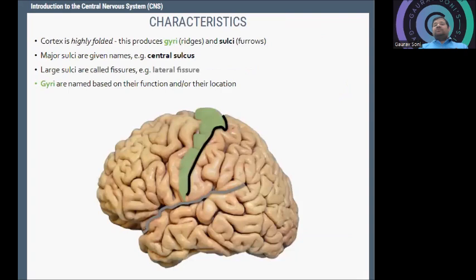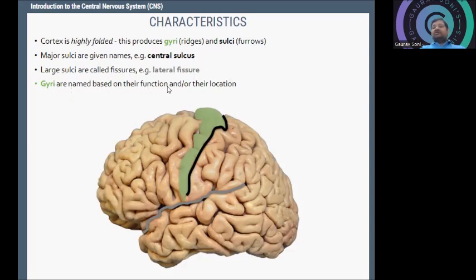Next, what is this cortex made up of? Because it has a big surface area, and it is kept in that small skull, there are too many folds. Due to these folds, some ridges are formed which are known as gyri. You can see them in green color, and some sulci are formed. You can see this type. They are furrows. Major sulci are given names. Large sulci are also called fissures, like the central sulcus and lateral fissure.